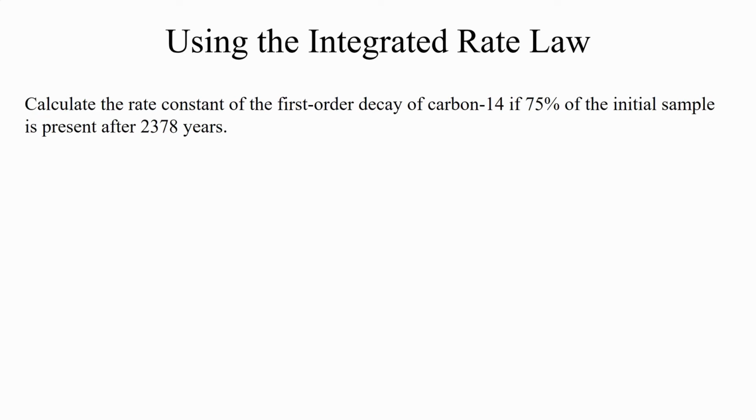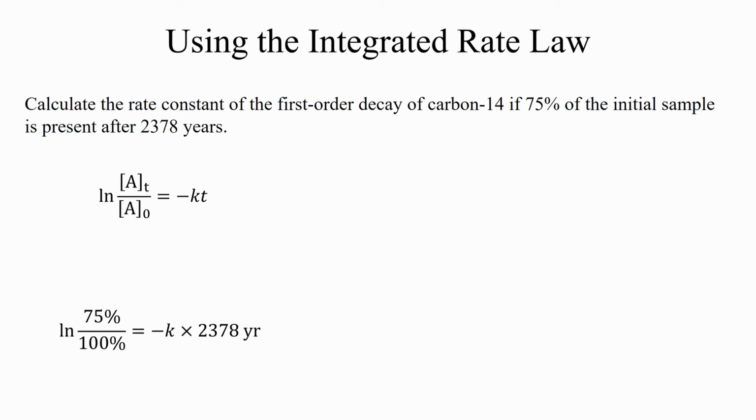Here's another example. Calculate the rate constant of the first order decay of carbon-14 if 75% of the initial sample is present after 2,378 years. So radioactive decay, that is a first order reaction. So we're going to use our integrated rate law for first order. At time 2,378 years, we have 75% left.